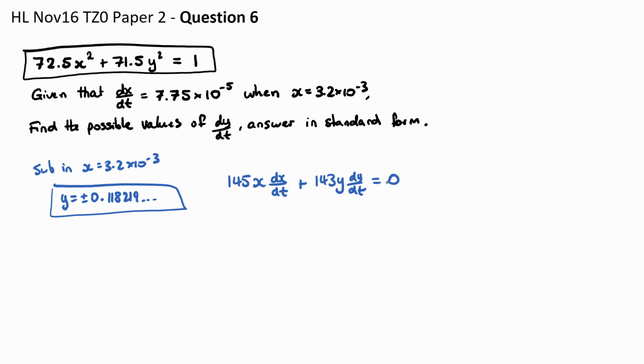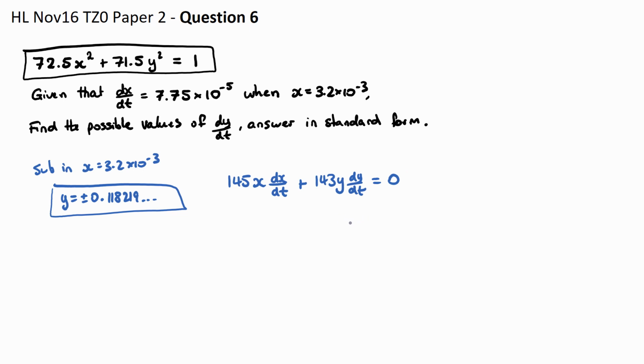Now subbing in what we know: x is 3.2 × 10^-3, we know dx/dt is this, and we know y is plus or minus this. So we can therefore solve for dy/dt, which is the question. That's what they want us to find out. So let's get dy/dt by itself by putting this on the other side.